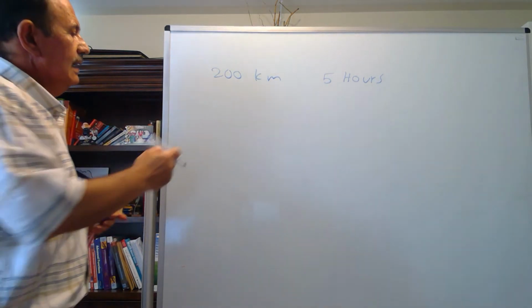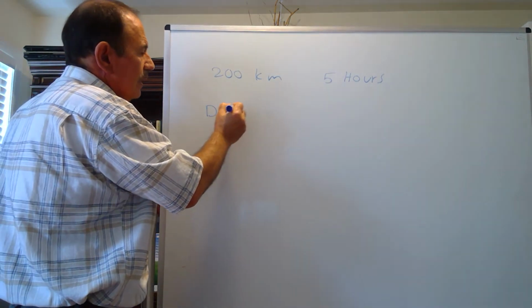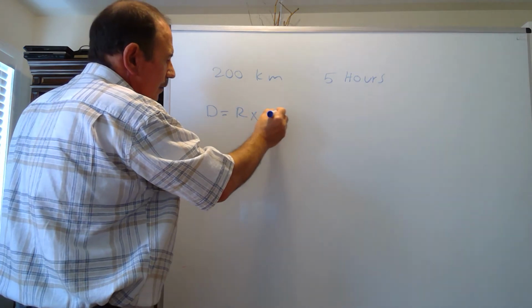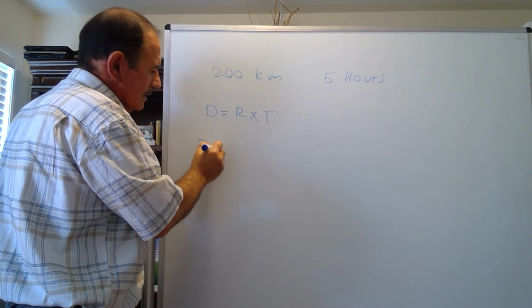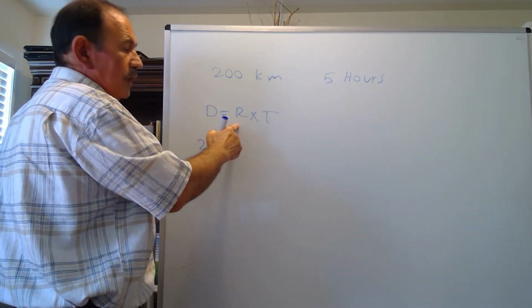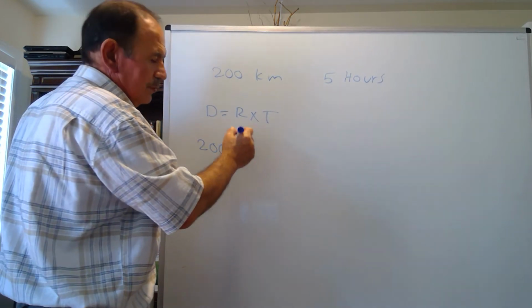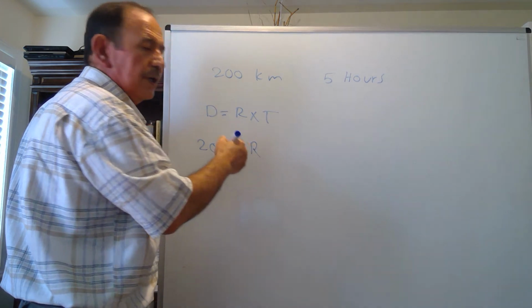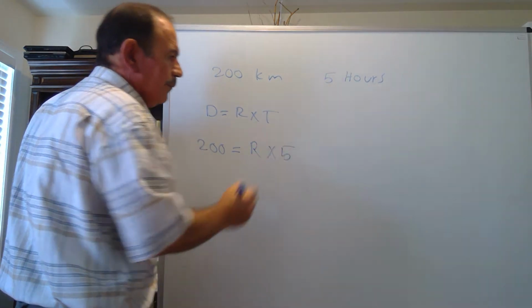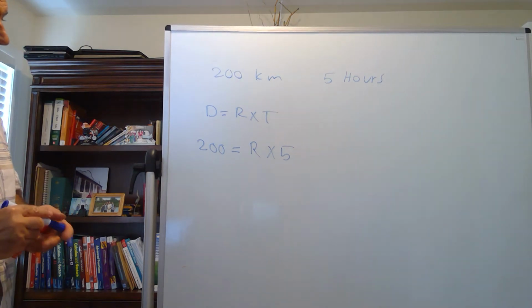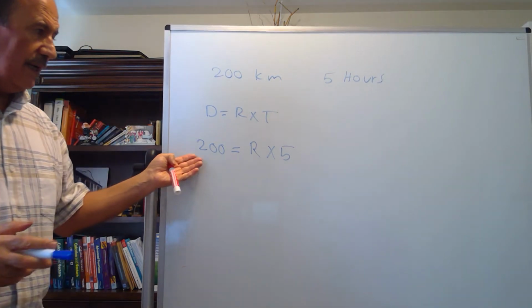So again, distance is equal to rate multiplied by time. How much is the distance that we traveled? 200 kilometers. How much is the rate? We don't have it. You just name it rate or x or whatever. How much is the time? 5 hours.